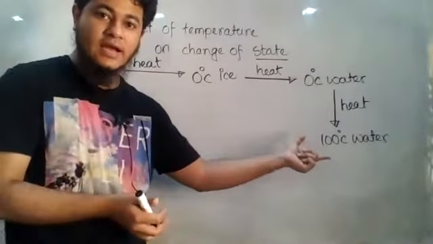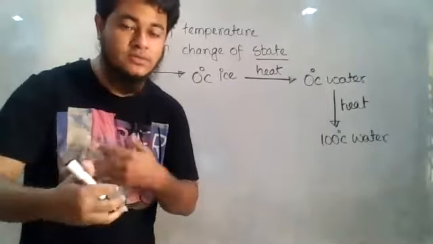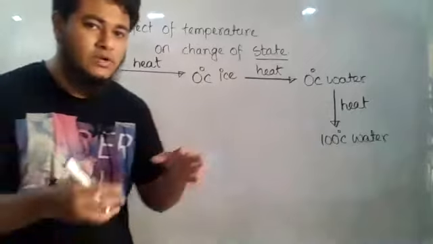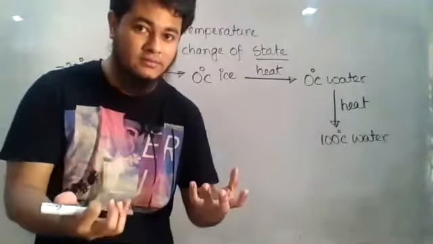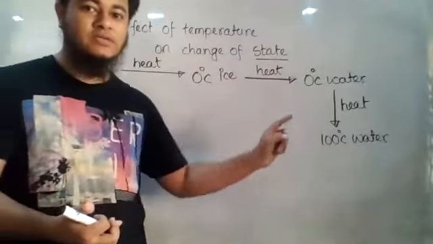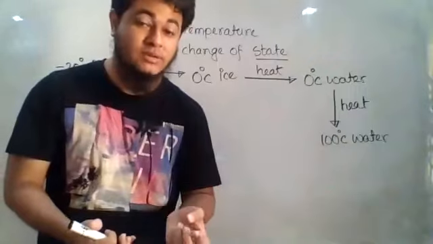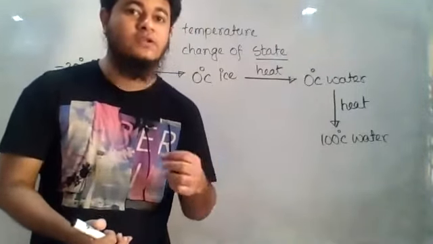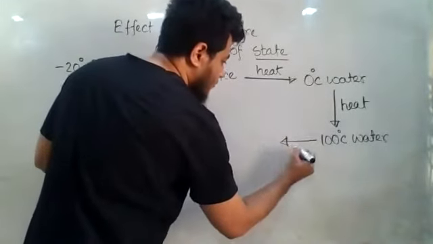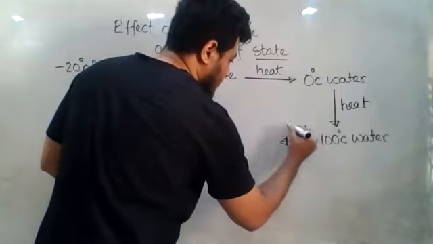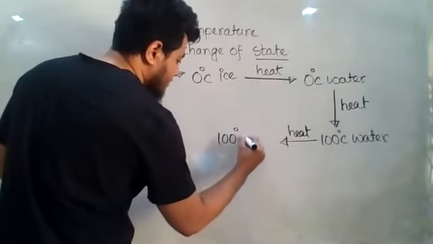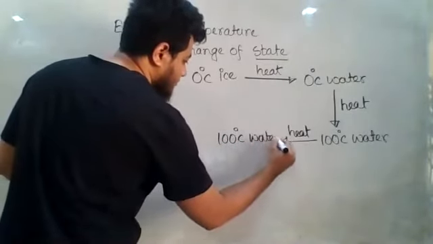And again, at 100°C, I will see that for some moment, the temperature is not increasing. What is happening? Can anybody tell me, at 100°C, the water will start? Boiling. That means vaporization has started. Here the melting was taking place and here the vaporization will take place. That means the water will start to convert into water vapor. So if you continue to heat this 100°C water, it will be converted into 100°C water vapor.